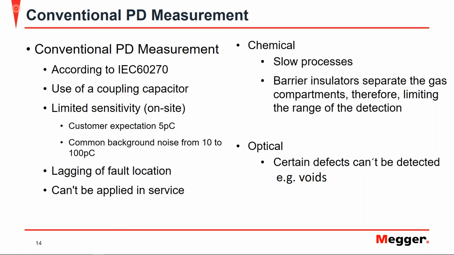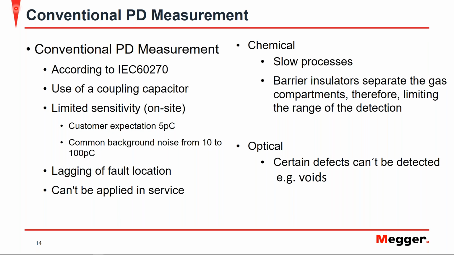So for instance, if the background noise was 20 picocoulombs, you wouldn't be able to measure anything under that unless you were able to eliminate that noise through noise reduction techniques. Also, the IEC 60270 method is lagging in fault location because it just utilizes the coupling capacitor method, and it can't be applied in surface with GIS because we don't have access to the high voltage conductor to decouple the PD measurement through the coupling capacitor.